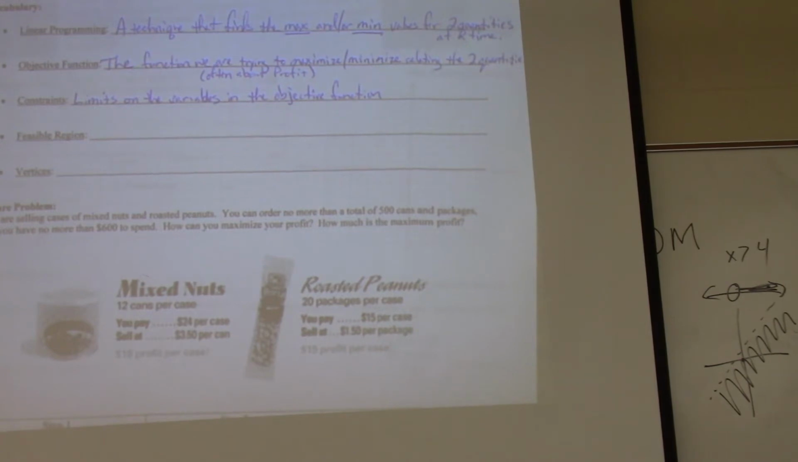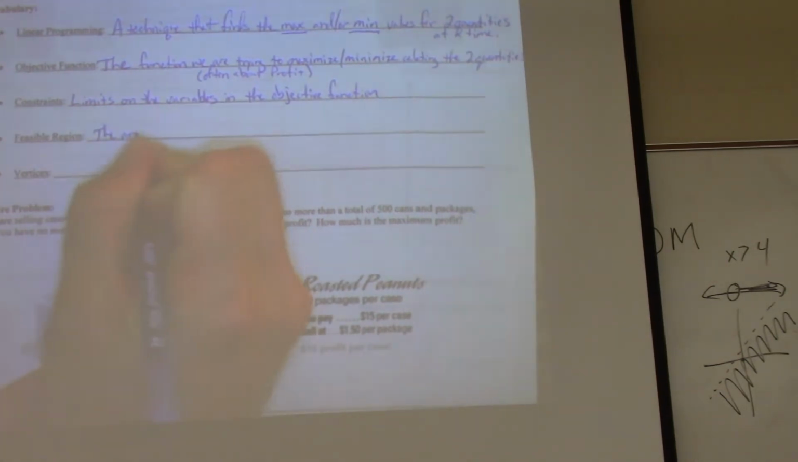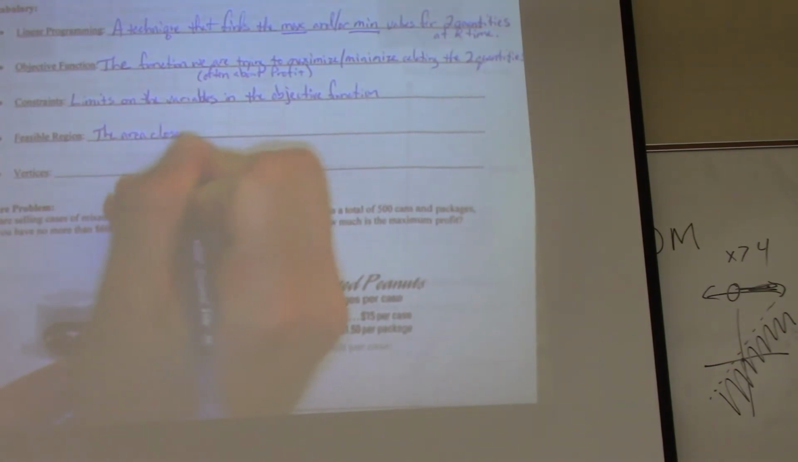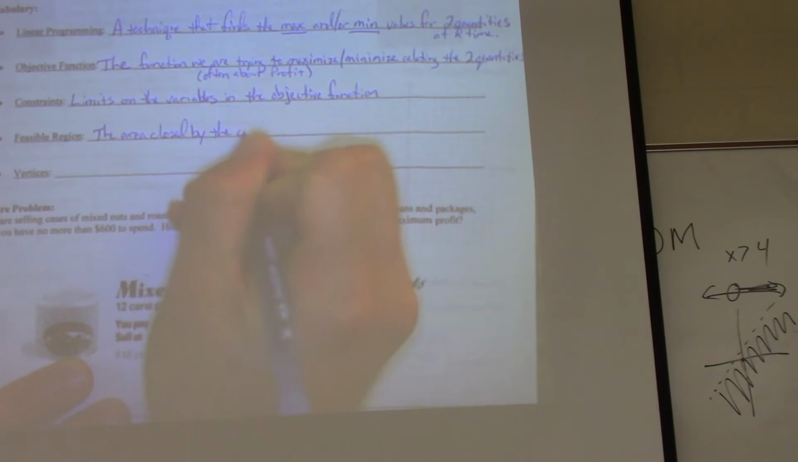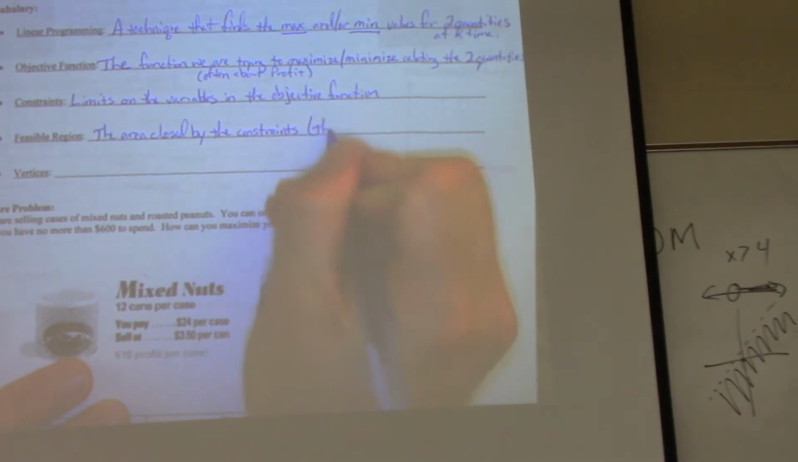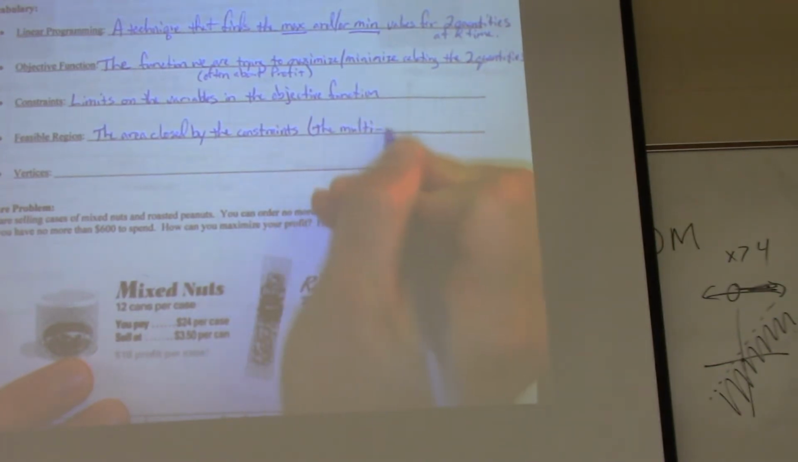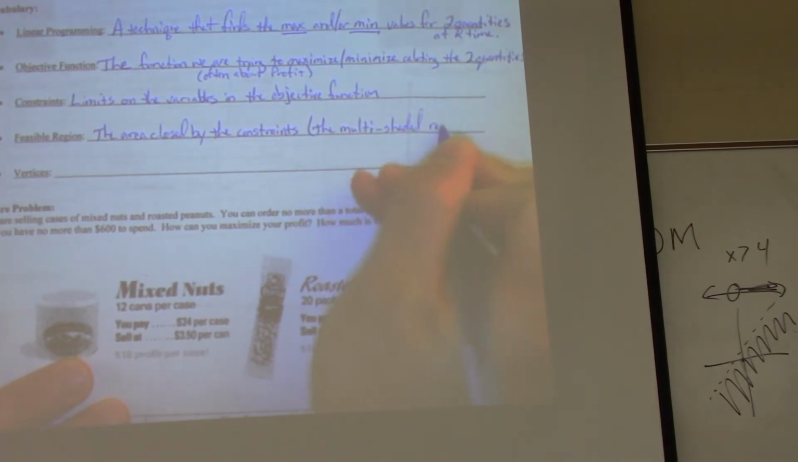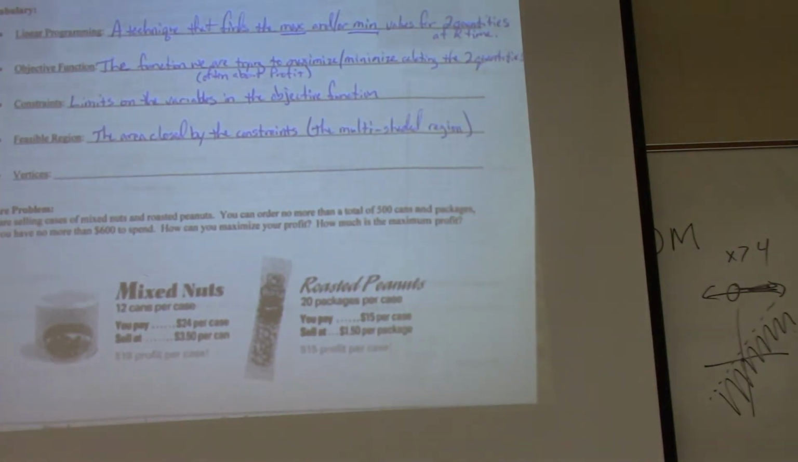Well, that's essentially what the feasible region is, except it's going to be more than one. It's going to be more than two. It's going to be 3 or 4. Okay. So the feasible region is the area enclosed by the constraints. And you might be saying, what? So let's put in parentheses, the multi-shaded region. Okay. It's where they all overlap. And you're going to see we're going to have more than just 2 inequalities for a lot of these problems, but some of them are just obvious. Okay, we'll get to that later too.